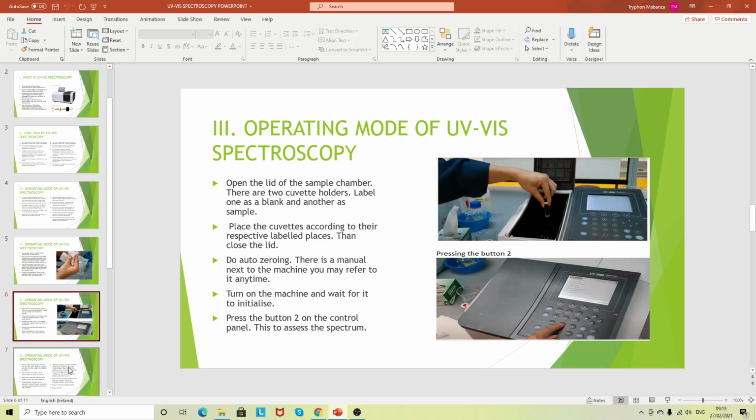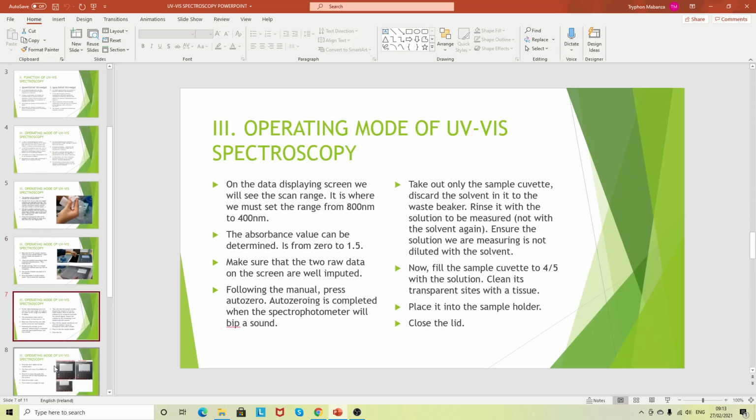Do auto-zeroing. There is a manual next to the machine. You may refer to it anytime. Turn on the machine and wait for it to initialize. Press the button 2 on the control panel. This is to access the spectrum.